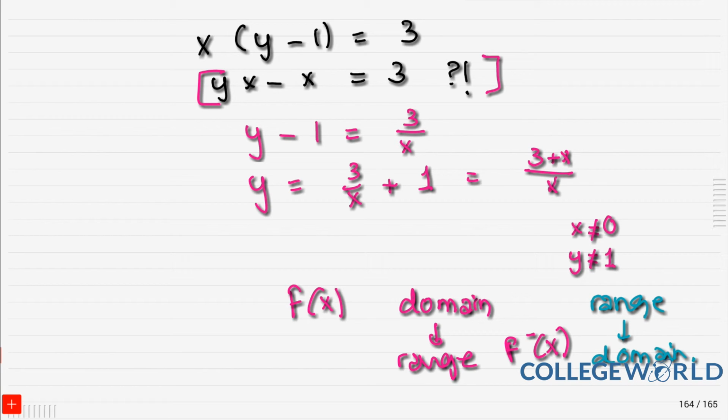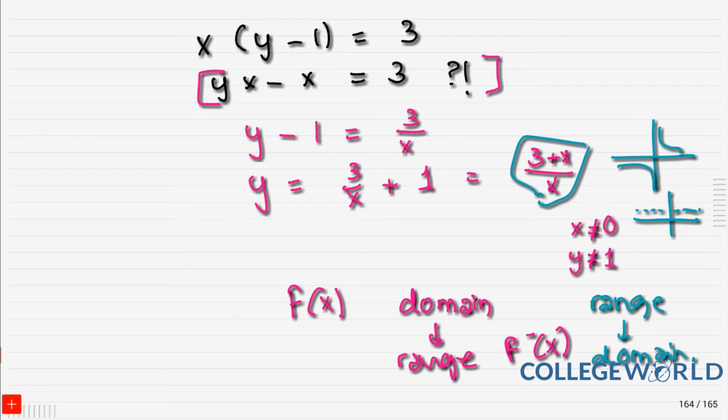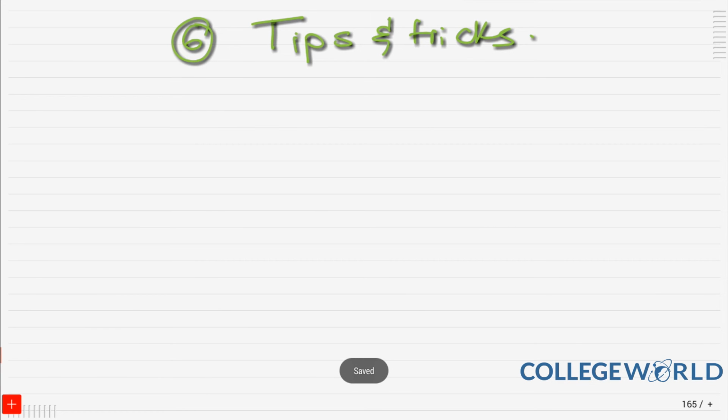So if you can't find the range, for example, for this, it seems more difficult than it is, but it's actually just 3 over x plus 1. In other words, you have 3 over x, which is this graph, plus 1. That means your range is just shifting 1 to the top, and there goes. So y cannot equal 1. That's your new asymptote. You're just switching range and domain. That was the final part. And now we can move on to the tips and tricks.